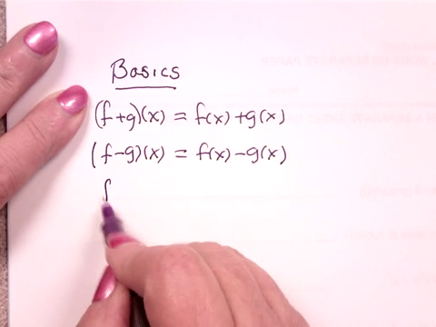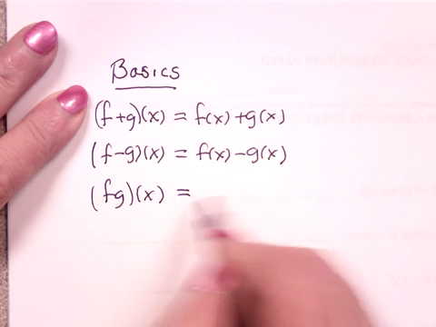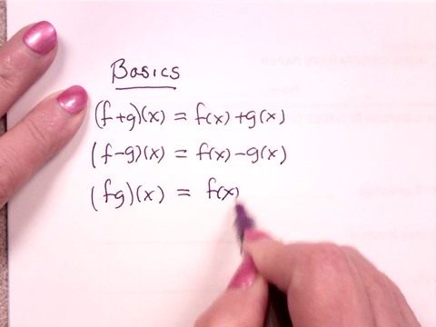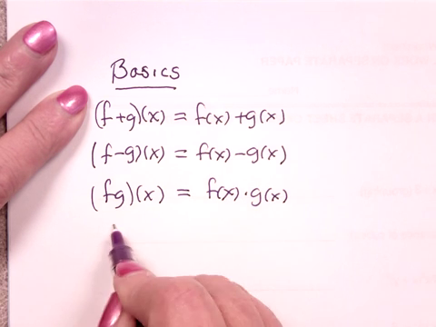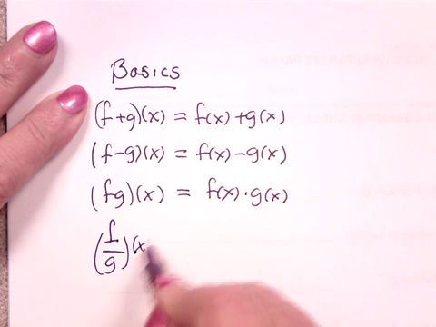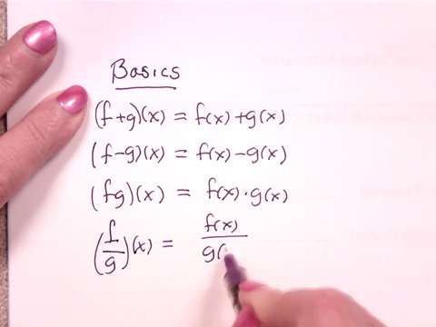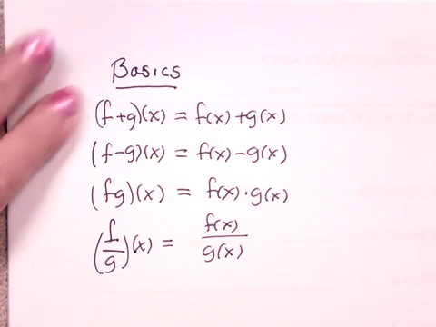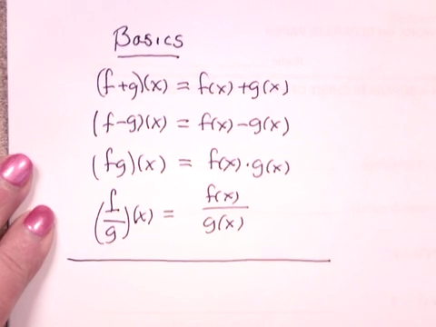If you have fg of x, that's f times g of x, that would be f of x times g of x, which means you multiply them. If I have f divided by g of x, so this would be f of x divided by g of x. It just says you've got two functions. You want to divide those two functions. So those are the basics.